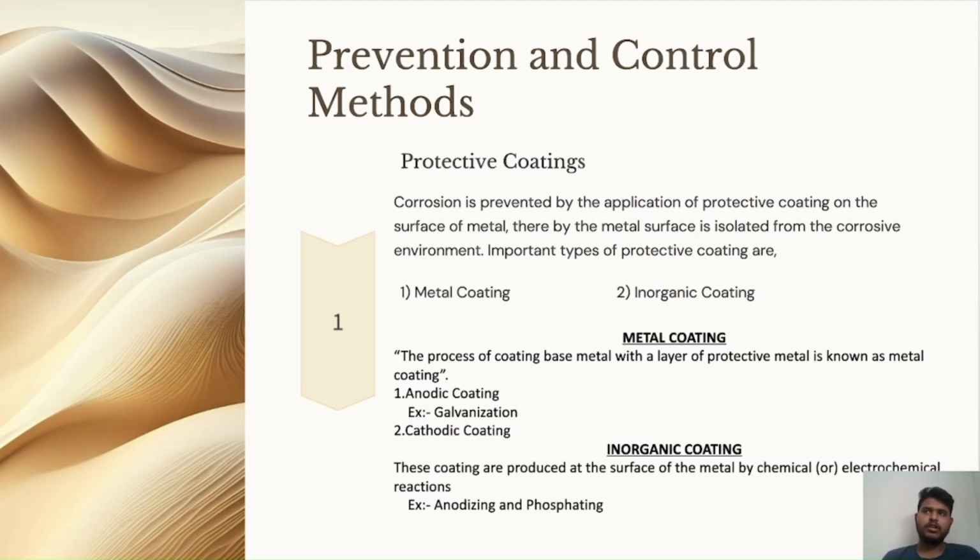Important types of protective coating are metal coating and inorganic coating. Metal coating. The process of coating base metal with a layer of protective metal is known as metal coating. First is anodic coating and second is cathodic coating. The other type of coating is inorganic coating. In this coating, the coatings are produced at the surface of metal by chemical or electrochemical reactions. Example, anodizing and phosphating.